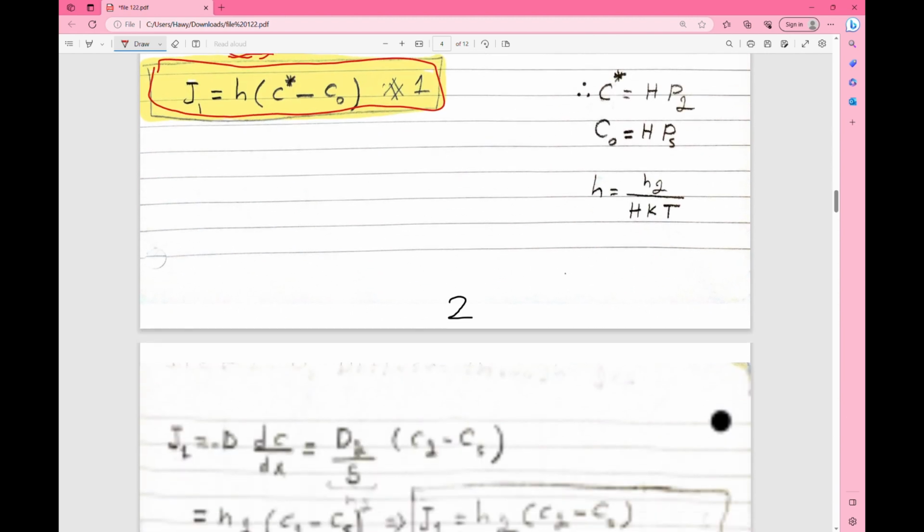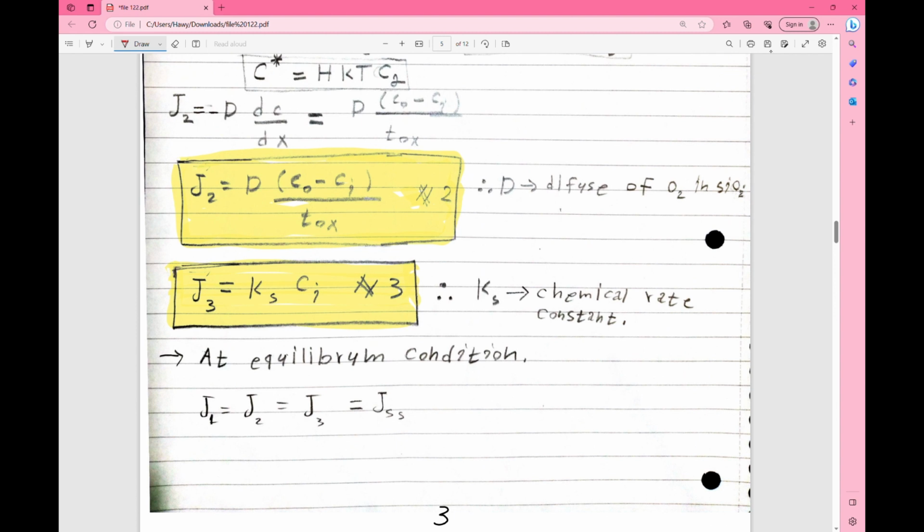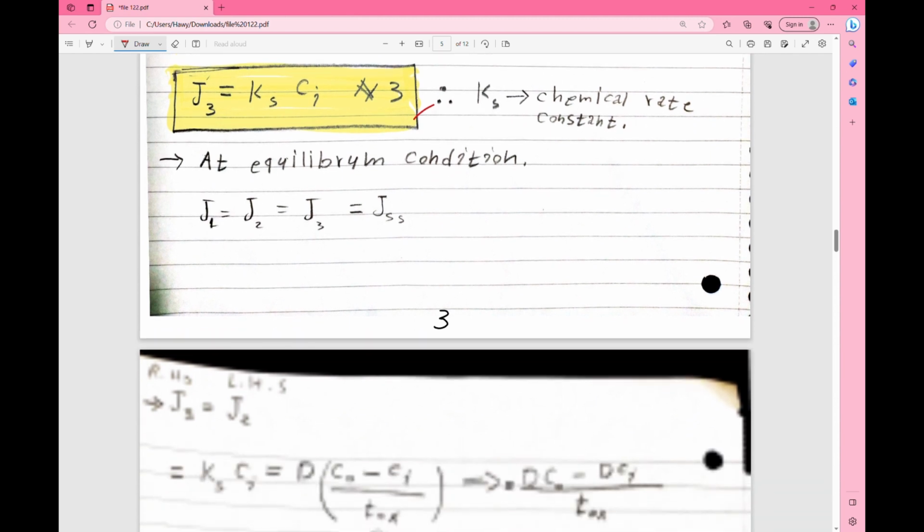Now we will start from diffusion 2. Same for diffusion 2, we write it like this, and for diffusion 3, situation 3. Now we will study that at equilibrium. We just say that G1 equals G2 equals G3. All of them equal the steady-state flux, Gss.